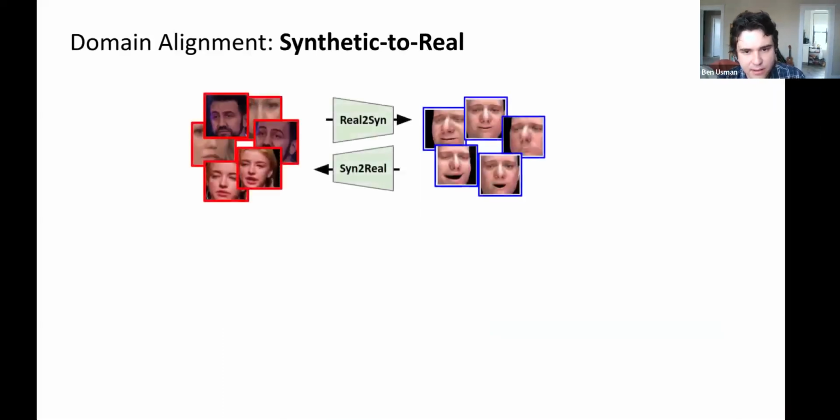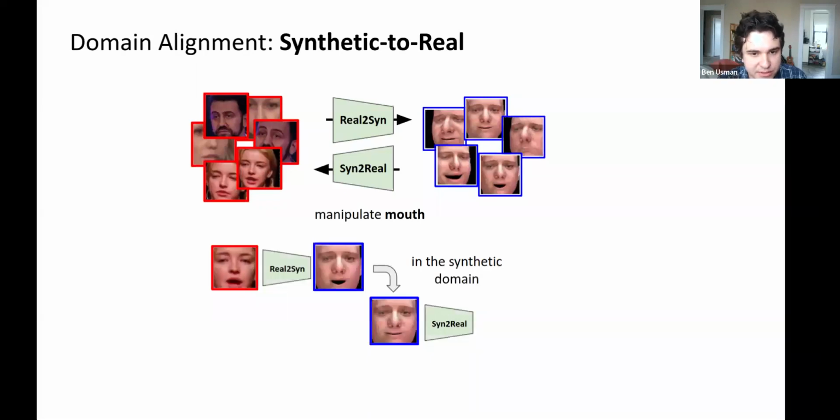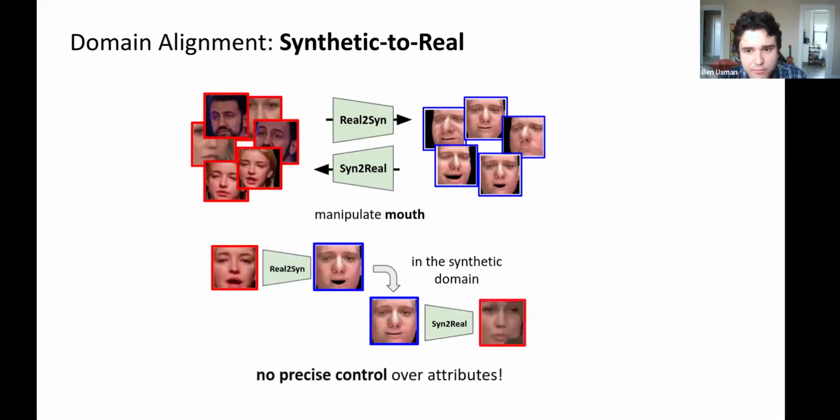But if we just blindly aligned images in real and synthetic domains and found some good mapping between those domains, and, for example, wanted to manipulate the mouth expression of a person and translated that person to the synthetic domain, manipulated the mouth expression there and transferred it back, we would, of course, change the mouth expression correctly, but fail absolutely miserably in all other regards because all other aspects of that image have changed too.